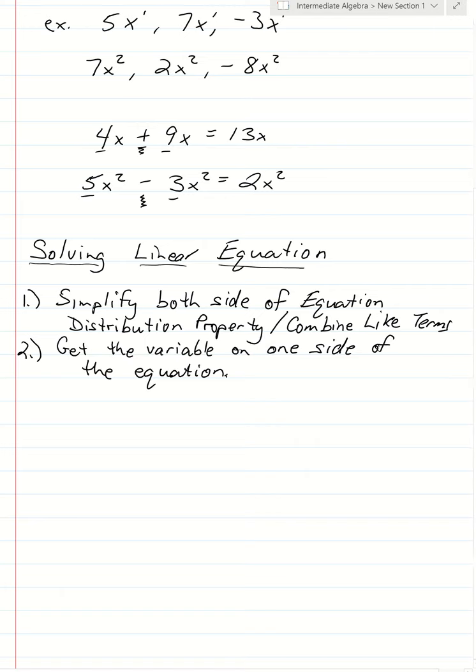And how are we going to do that? Well, we're going to either add or subtract. Those are our only 2 options when we're trying to get the variable on one side of the equation. Okay? Step 3. In step 3, we are looking to now eliminate the constant.